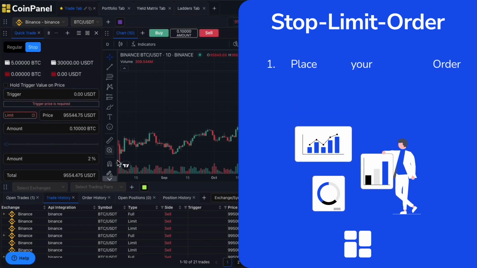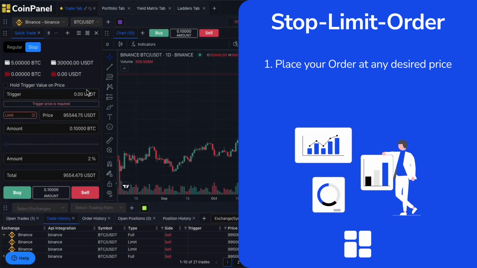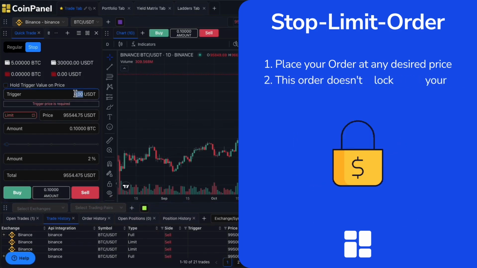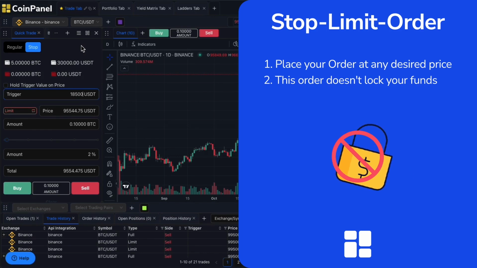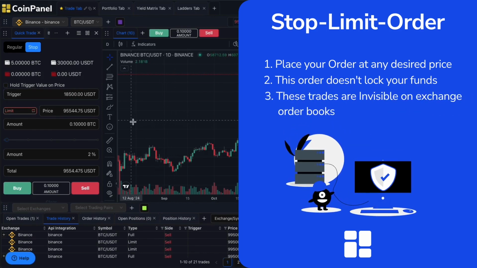First, we allow you to place your order at any desired price, no limits set by exchanges. Secondly, this order doesn't lock your funds. And third, these trades are invisible on exchange order books. Let's explore each one of these advantages you can get.